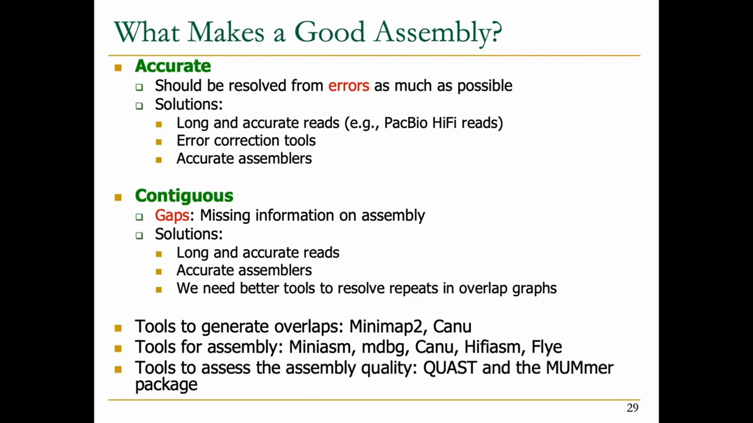Because you want to make sure that the assembly you generated is as accurate as possible. And for that, there are certain assessment tools such as QUAST or the MUMmer package that will help you to provide some statistics so that you can have an idea of the assembly that you just generated, whether it is sufficiently contiguous, whether it is sufficiently accurate.